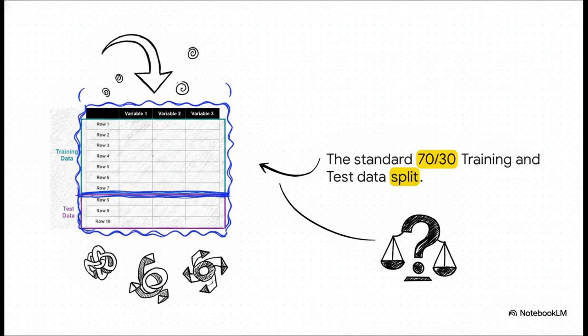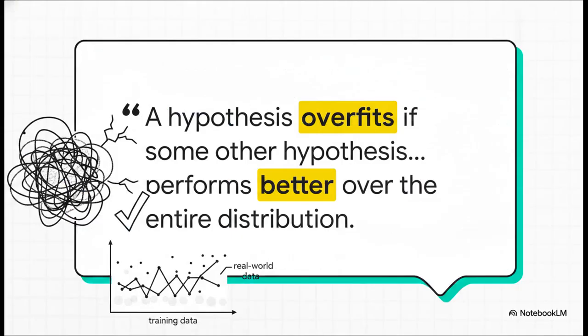But what if your random shuffle was just unlucky? What if all the really weird, complex examples ended up in the test set? Relying on that one single evaluation can give you a lot of false confidence about how your model is going to perform in the wild. And that false confidence usually masks our biggest enemy.